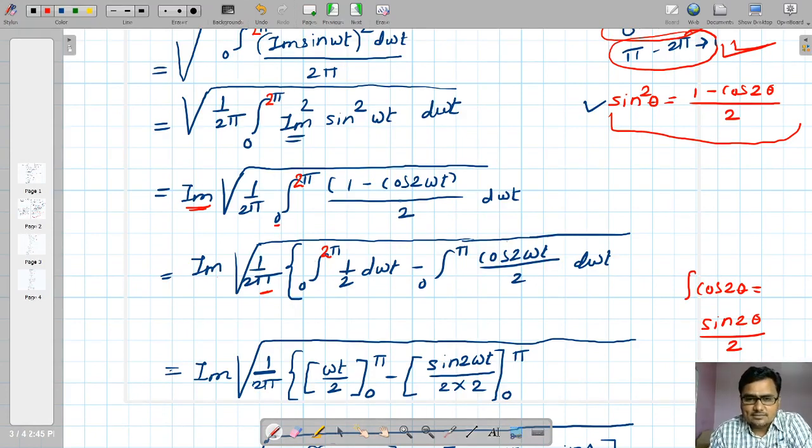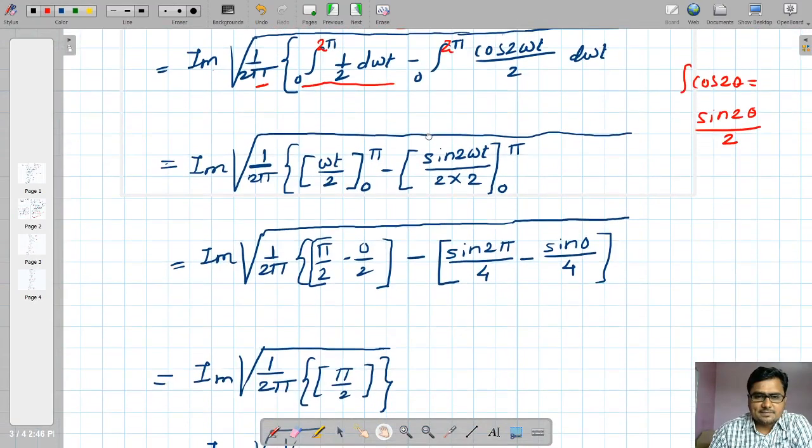Right? Now look at this 1/2. I'm keeping this 1/2 separately, and this cos 2 omega t divided by 2 part separately, and for both the quantities I have integration from 0 to 2 pi. Look at this, cos 2 omega t divided by 2. I'm just splitting the equation, nothing else. Now after that, again come to the next step.